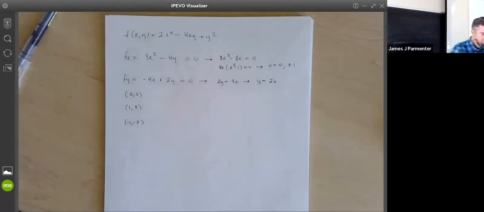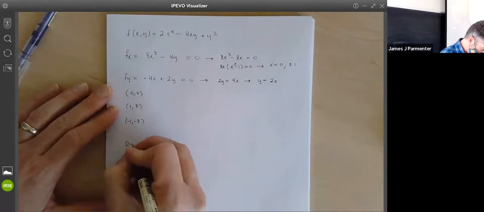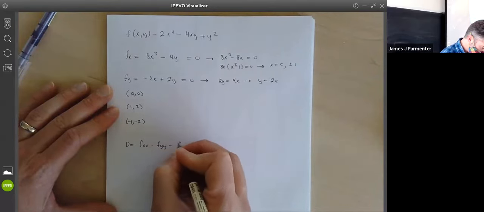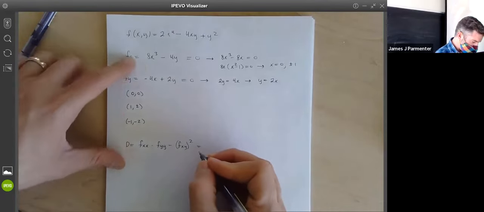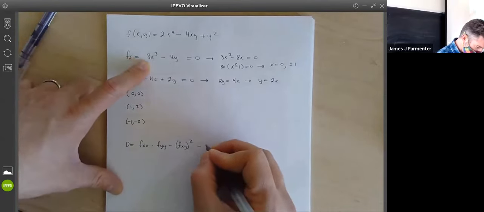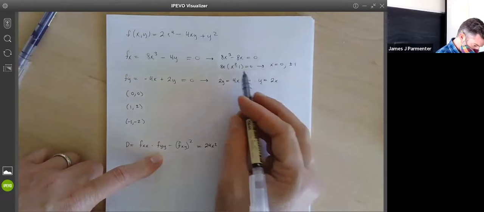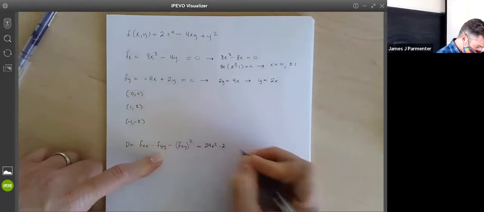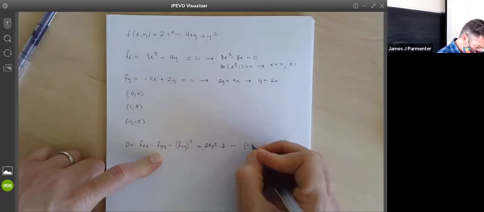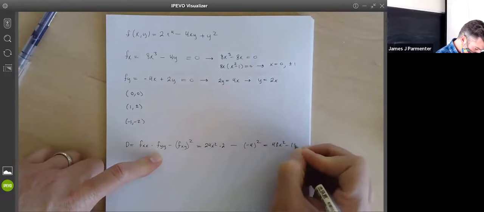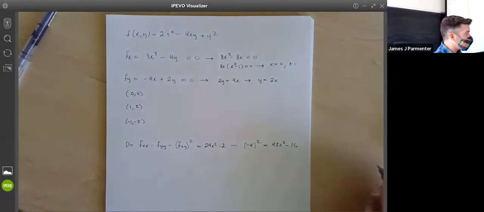And then, let's go ahead and find D for each. So D is fxx times fyy minus fxy squared. fxx is going to be 24x squared. fyy is going to be 2. And fxy is going to be negative 4. This one's pretty easy to calculate, right? That's just 48x squared minus 16. So it really only depends on the value of x.